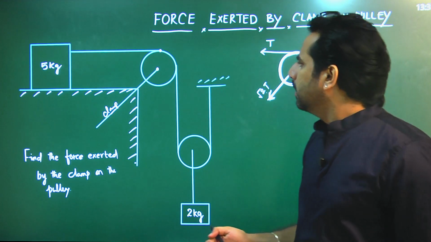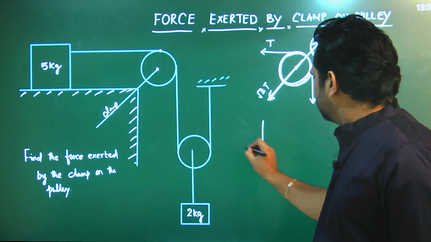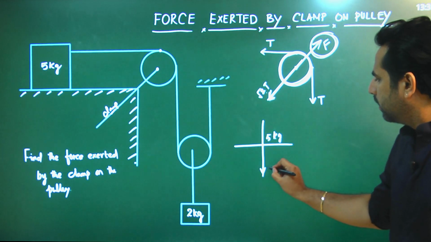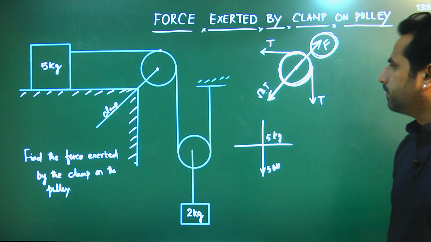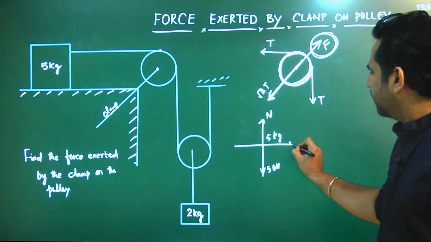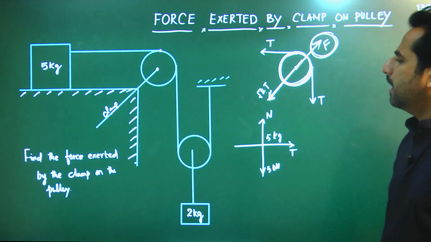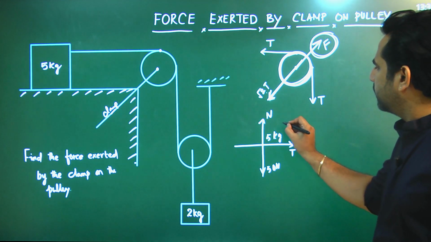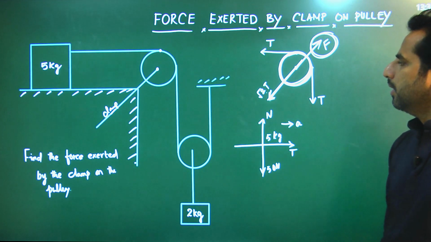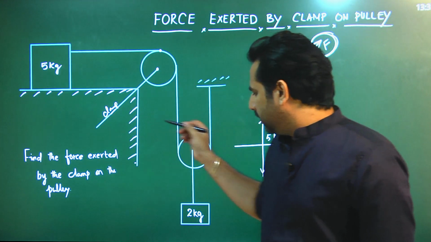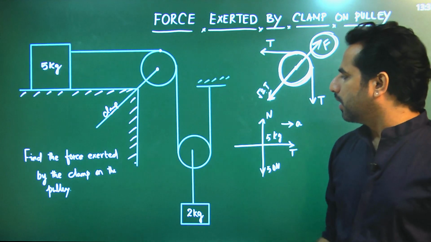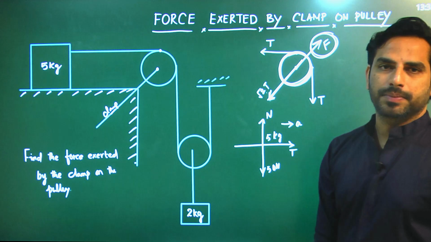So how do we find tension? Take the free body diagram of the 5 kg block. This is the 5 kg block. We have 50 newtons here and normal force N acting, and there is tension in the rightward direction. Let the acceleration of the 5 kg block be a. Now we have to find the relation between the acceleration of the 5 kg block and the 2 kg block because we have a movable pulley here.